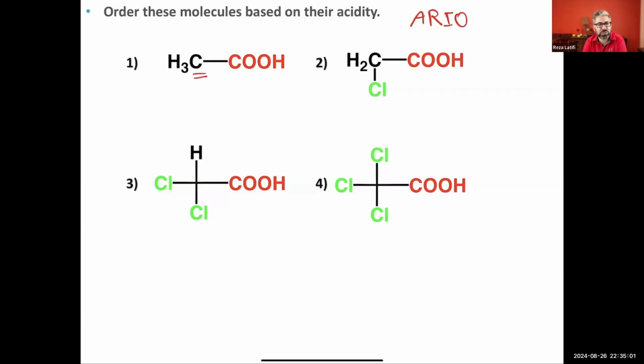This one has 3 hydrogens, and then we started replacing the hydrogens with chlorine until we got all hydrogens replaced by 3 chlorines. The question is asking which one has the highest acidity. The only difference between them is the induction effect.